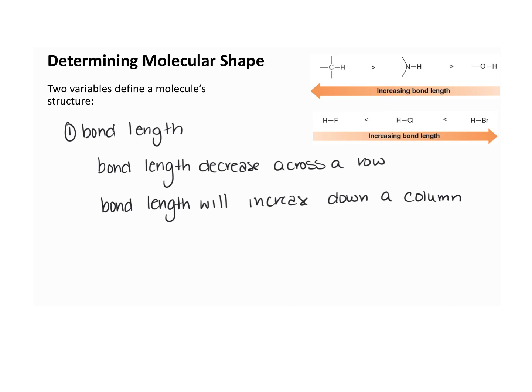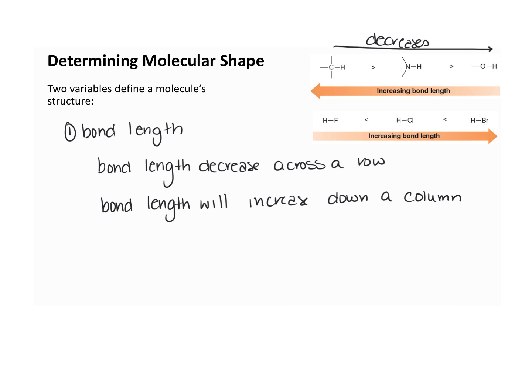So when we look at this, it will decrease in that direction. So bond length decreases across a row. So that means as we go across the row, this will have a smaller bond length. Then bond length will increase as we go down a column, and so we'll see as we go from, for example, HF to HCl to HBr, we'll have increasing bond length.